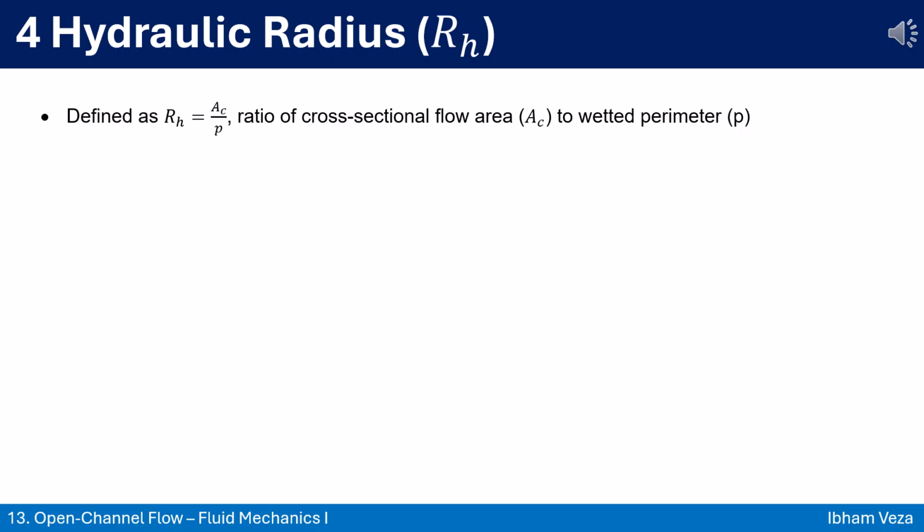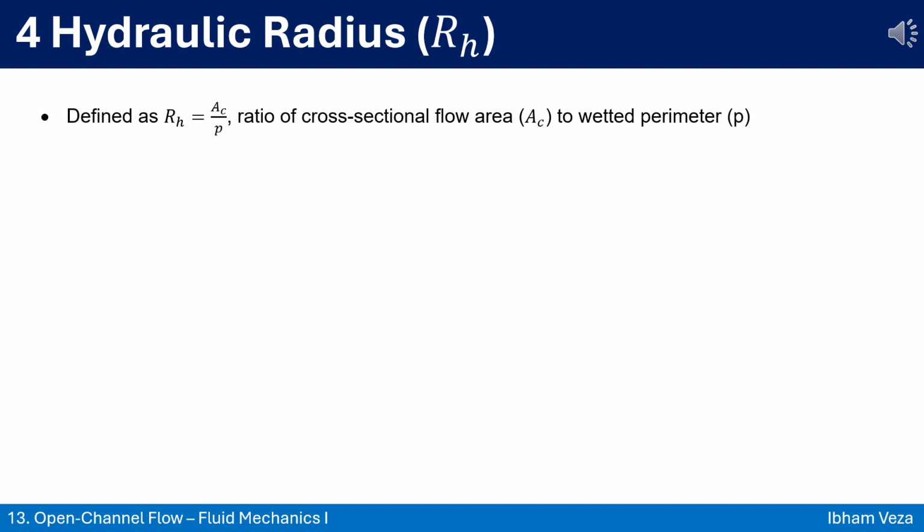Why does this ratio matter? Because it gives us a measure of how efficiently a channel conveys flow. A larger hydraulic radius means less frictional contact between the water and the channel surface, resulting in less energy loss and higher flow efficiency. That's why engineers love to optimize it, especially in man-made channels.